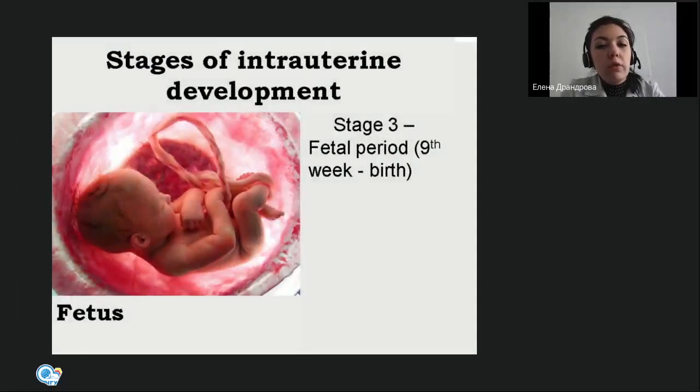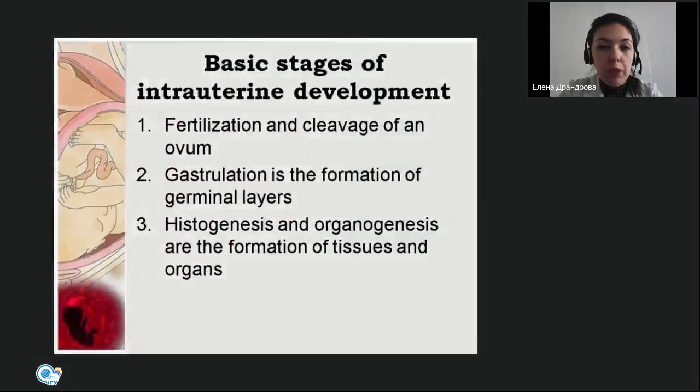And as the third stage, it is the fetal period. The fetal period lasts from the ninth week up to the birth, so up to the end of pregnancy. And during this time, this new organism is named a fetus. So the main difference between embryo and fetus is that a fetus already has all the systems of organs, though they are not completely developed, but they are present. So from the beginning of the fetal period, formation of organs starts. And during the existence of the embryo, systems and tissues are being developed.